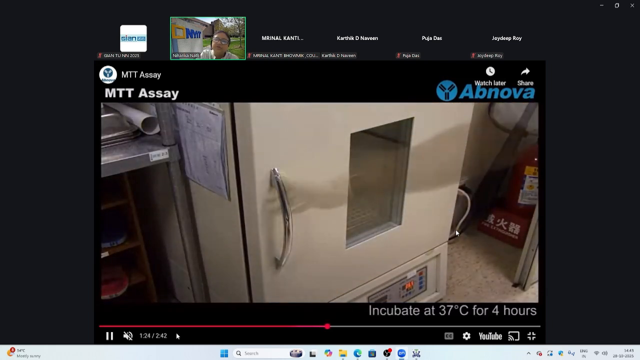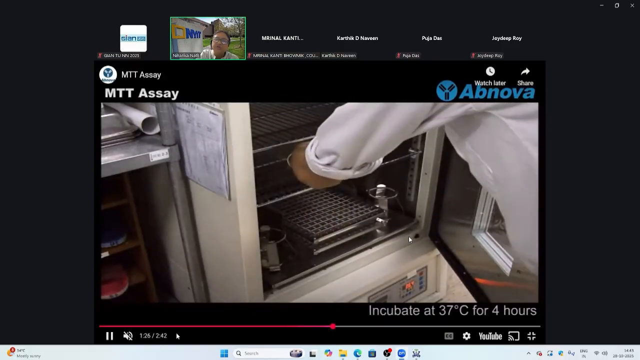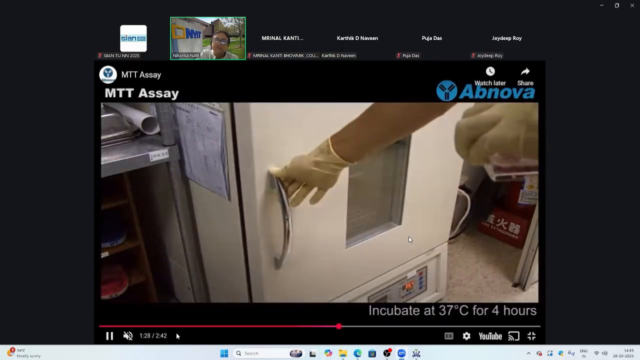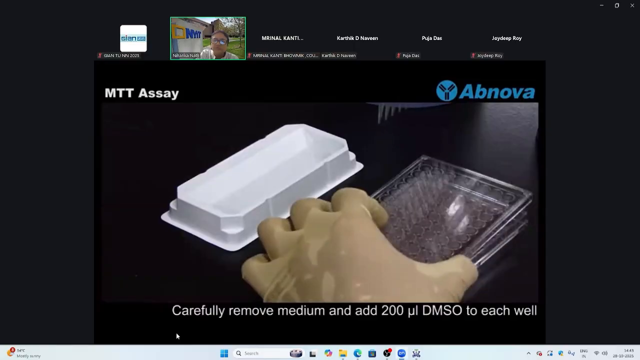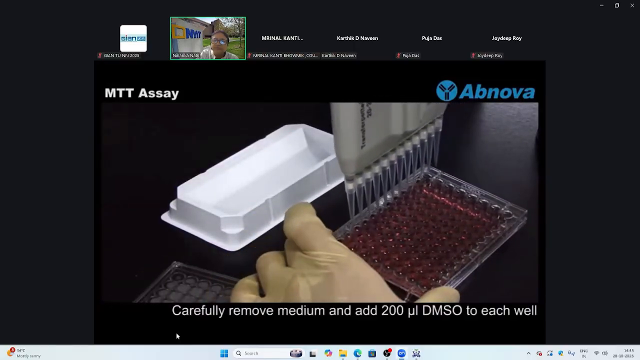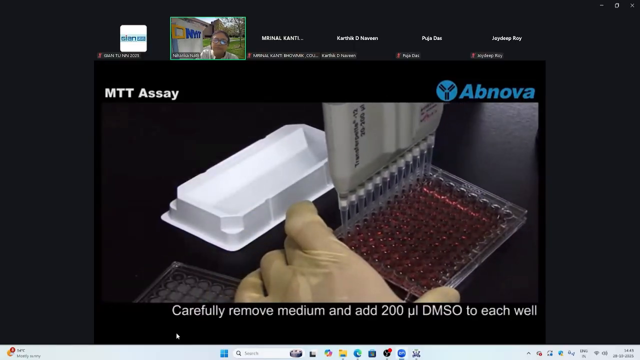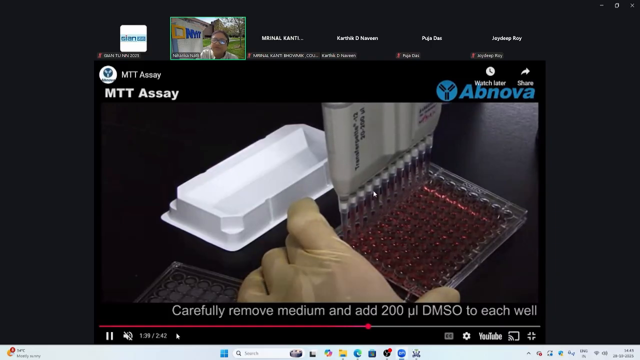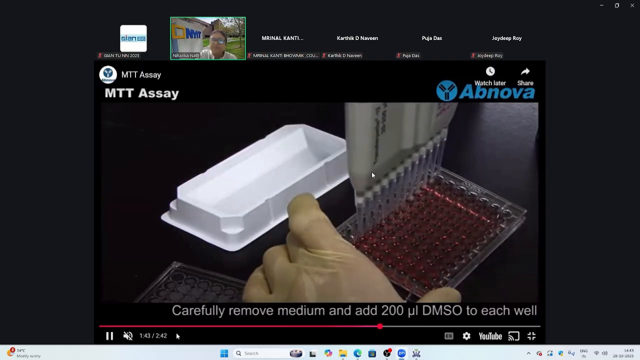Then put them in the incubator with moisture, etc. So this is a multi-channel pipetter. It can do 12 at one time.